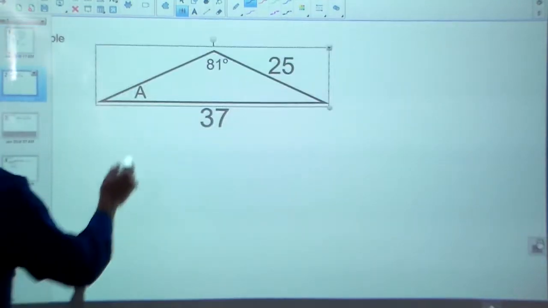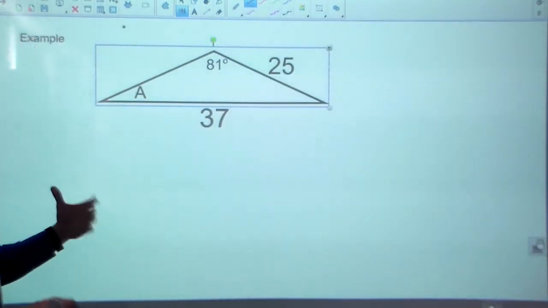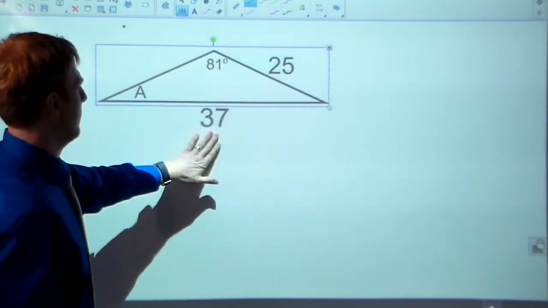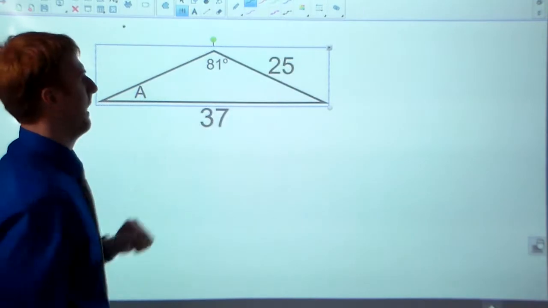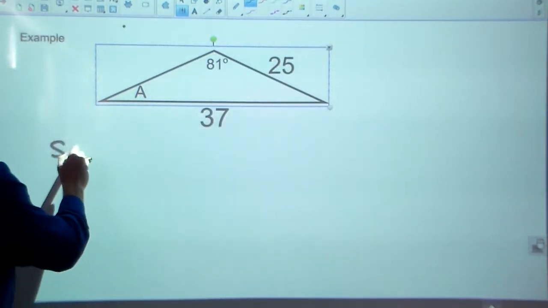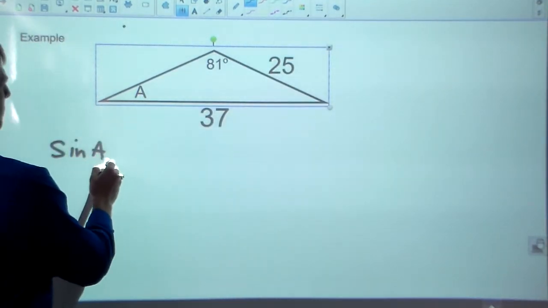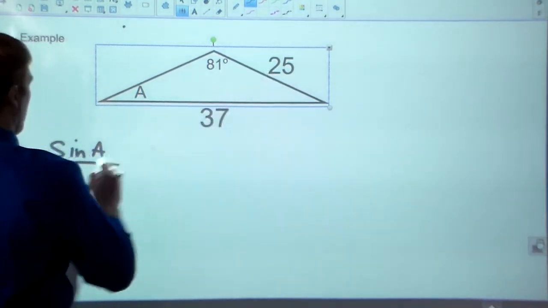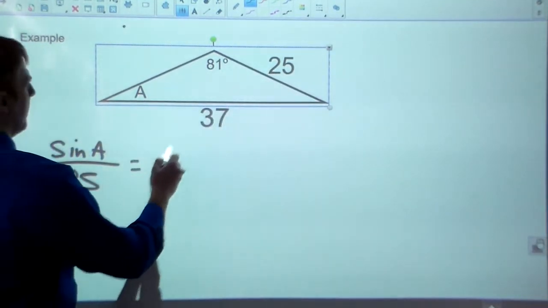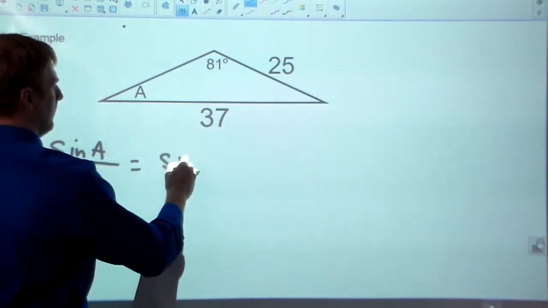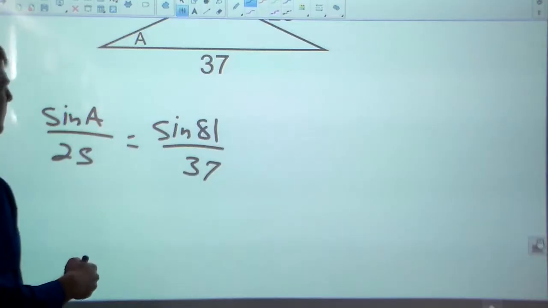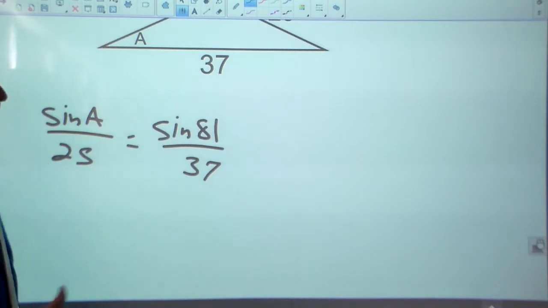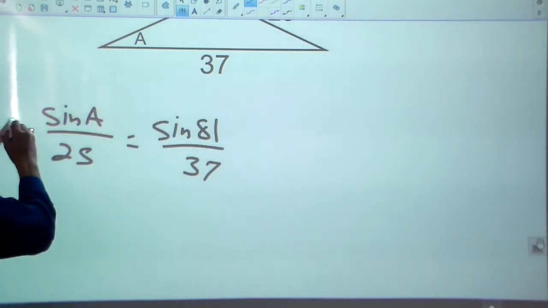So let's run through an example. Let's say I've got that angle and that side across from it. I want to find this angle, but I've got this side across from it. So I can set it up this way. I can say sine of A over the side across from it is equal to sine of 81 over 37. All right, so at this point I want to solve for A. So I'm going to multiply both sides by 25.